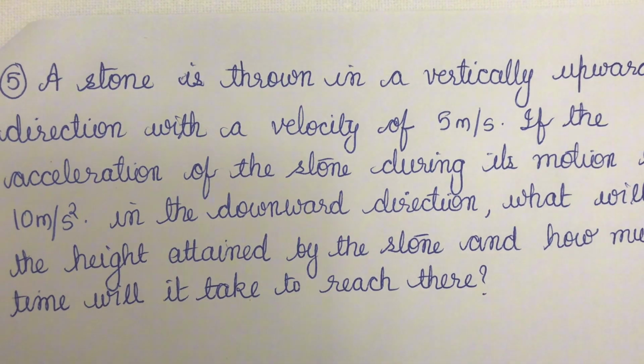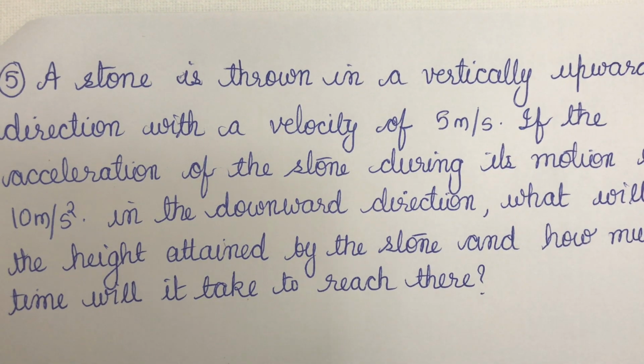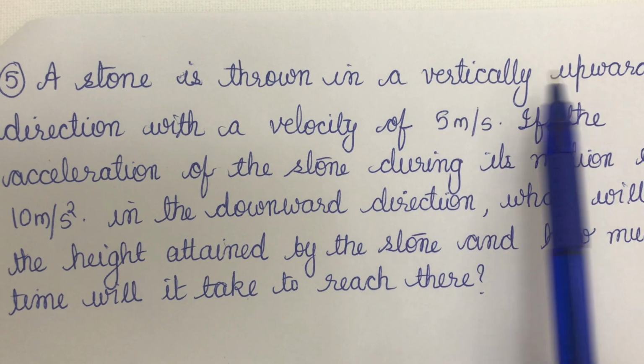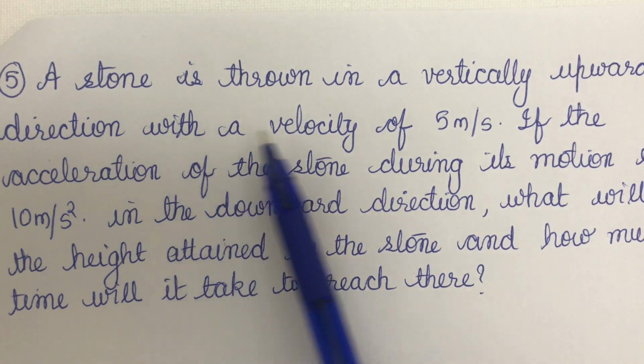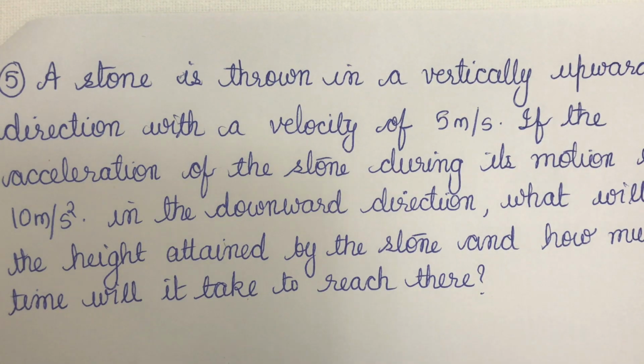Okay, now we move on to the fifth question. This question is very important. Okay, so actually we have to read the question very well and understand it very properly, and then only you have to solve it. Okay, so I'll read the question. A stone is thrown in a vertically upward direction with a velocity of 5 meter per second. The stone is thrown upward.